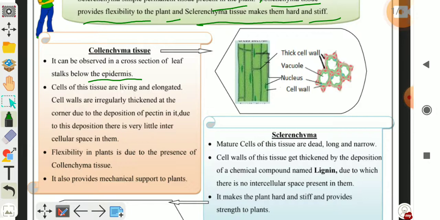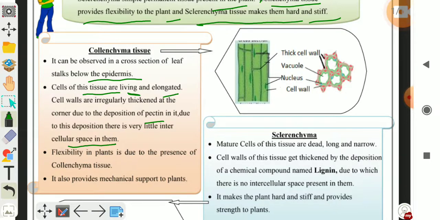Cells of this tissue are living and elongated. Cell walls are irregularly thickened at the corner due to the deposition of pectin in it. Due to this deposition, there is very little intercellular space in them.